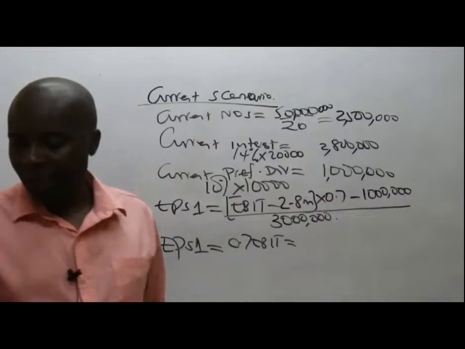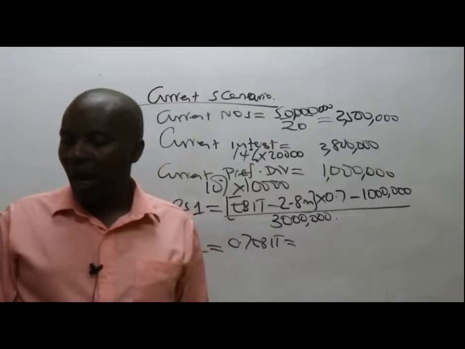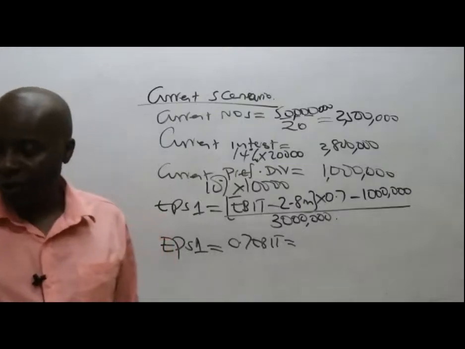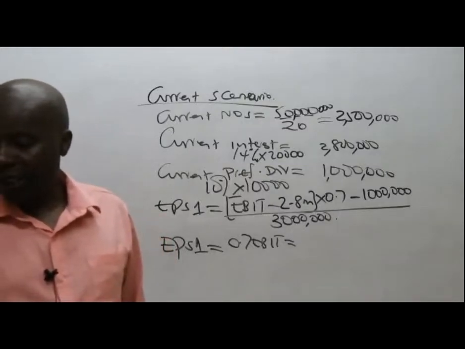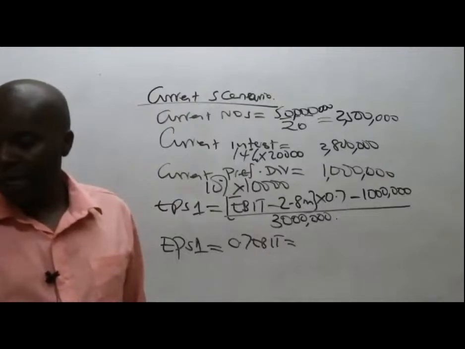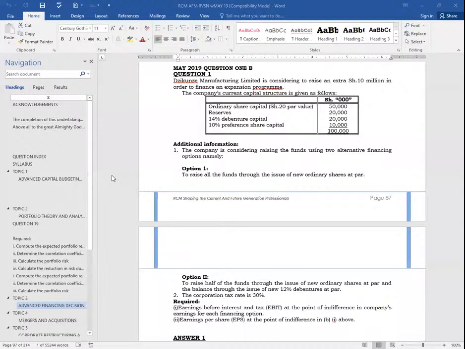So they're saying that interest is supposed to be 1.96. How do they get that 1.96? I would really want to know. Somebody help us out here. How do they get 1.96 for interest for option number 1? Because I can only see as working with the old interest. And the old interest is 14% debenture at 20 million. I would want to know how they got the 1.96.